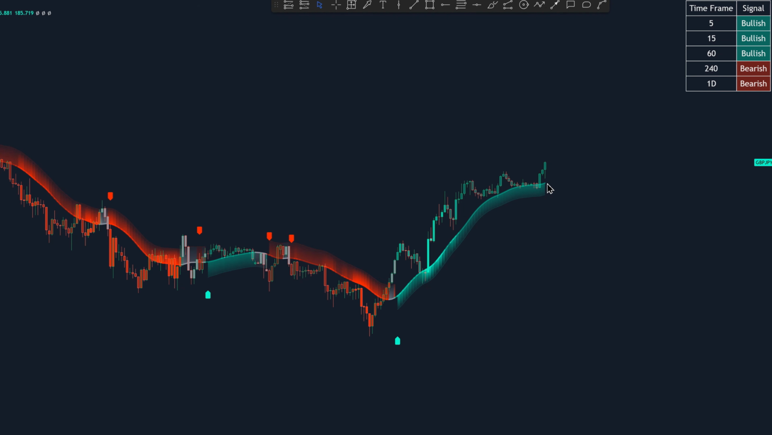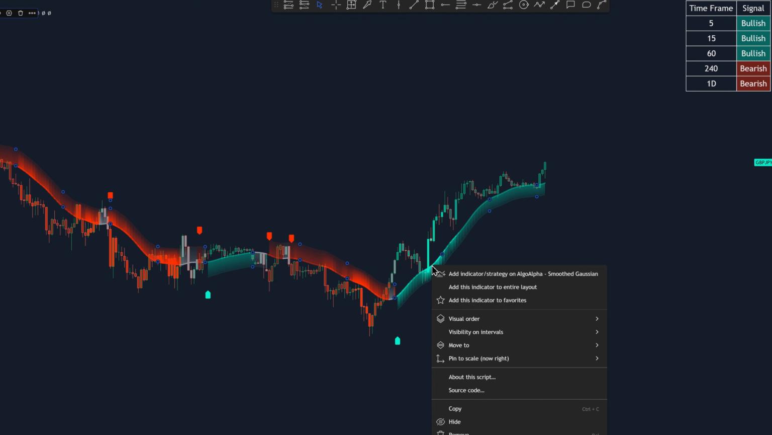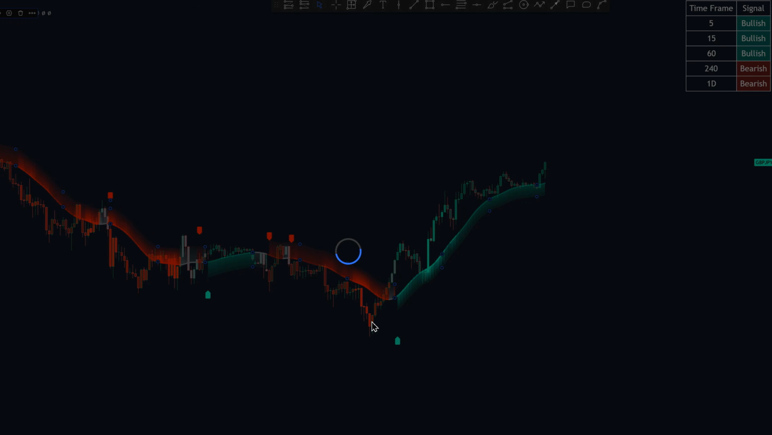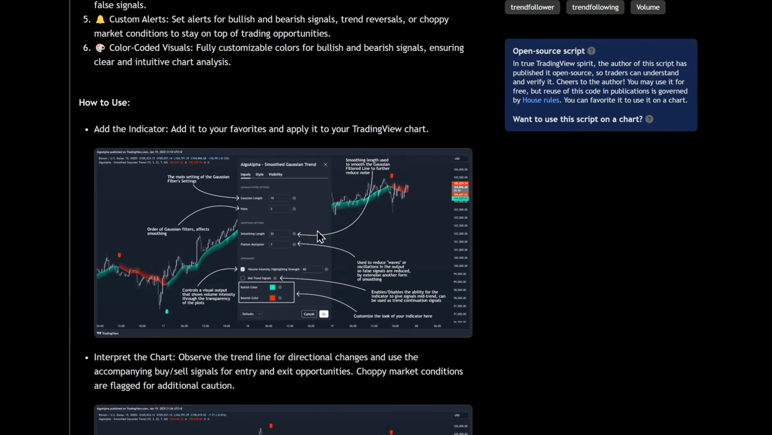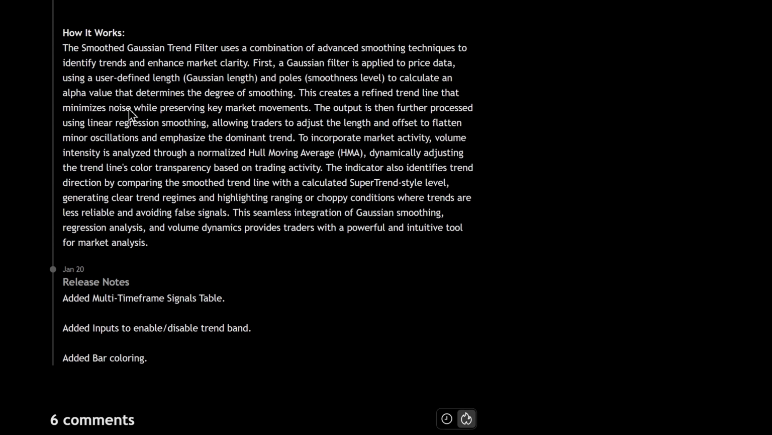Now, to account for market activity, volume intensity is analyzed using a normalized Hull moving average, which adjusts the transparency of the trend line based on trading activity and volume. Finally, the indicator compares the smoothed trend with a super trend style level to detect trend direction and identify ranging markets, helping traders avoid false signals. Now, that may not seem like the simplest explanation, but what really matters is that this indicator actually works and is usable.